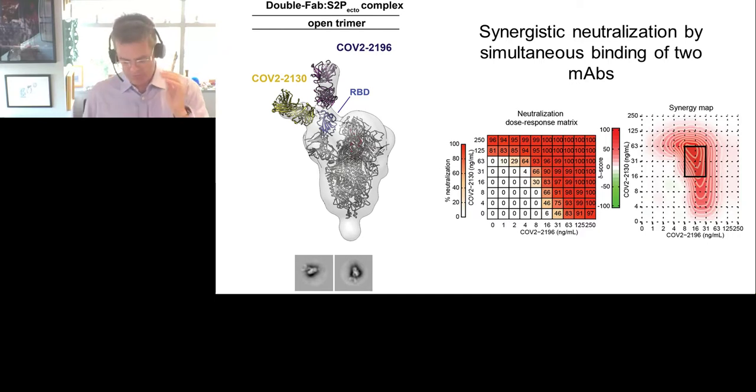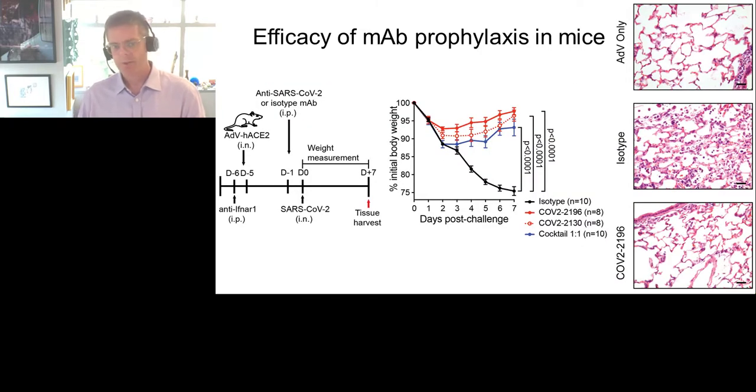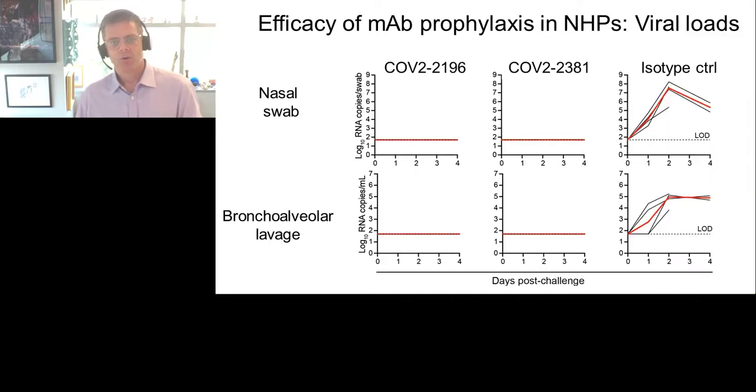They're not only additive and resist escape, but we actually get synergy, which is a desirable property. Mike Diamond and Ralph Baric's labs have put these antibodies into mouse models, either through adenovirus transduction or transgenics or other methods. And these antibodies work in vivo in mouse models and even against virus or histopathology. And then again, Dan Barouch's lab worked with us on non-human primate studies in which either one of these two antibodies that came out of the sprint were used as monotherapy.